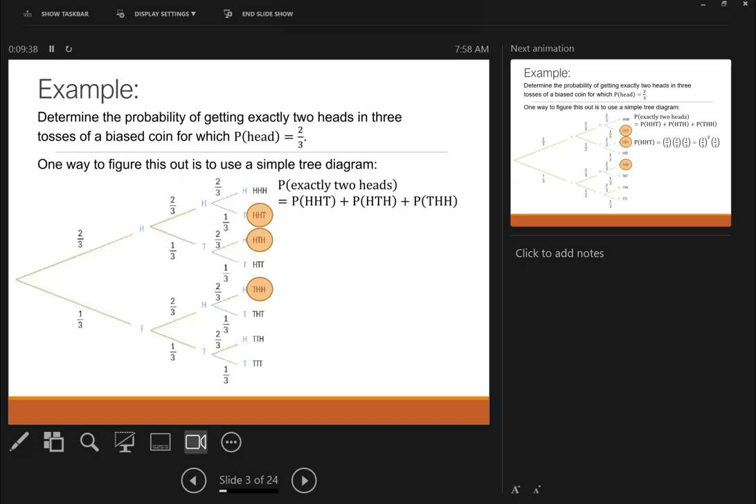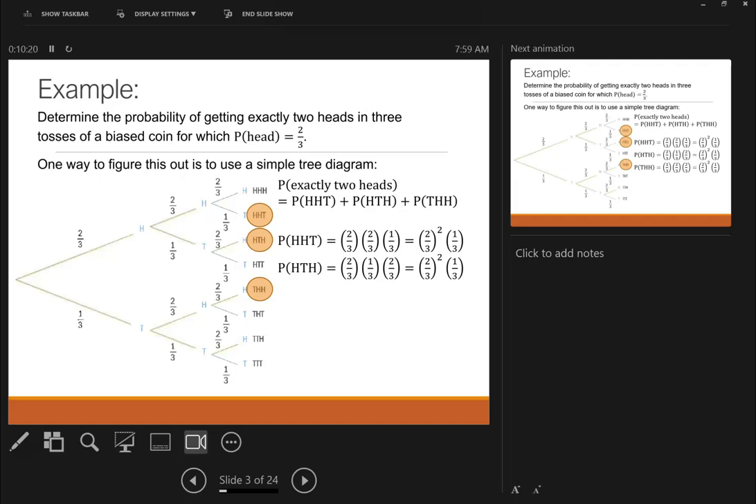Now to calculate the probability of heads, heads, tails, I need to get heads and heads and tails. I'm going to march down that first branch. Everybody okay? When I say the word "and" in probability land, "and" means multiply. So I do 2/3 times 2/3 times 1/3, or I get 2/3 squared times 1/3, or 4/27. Everybody's okay?